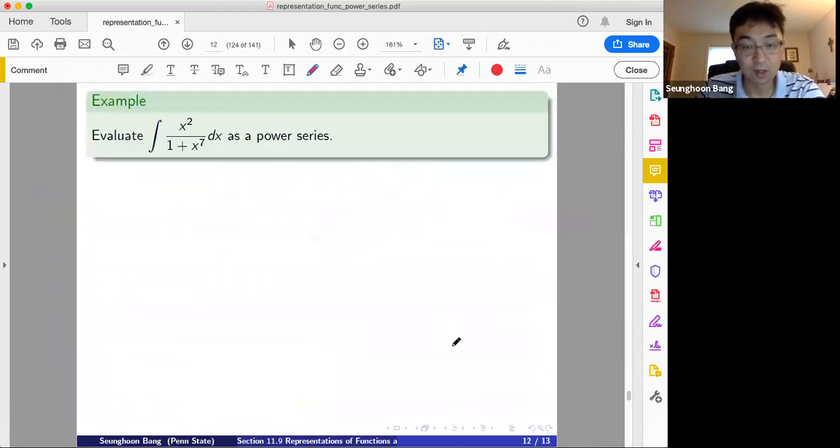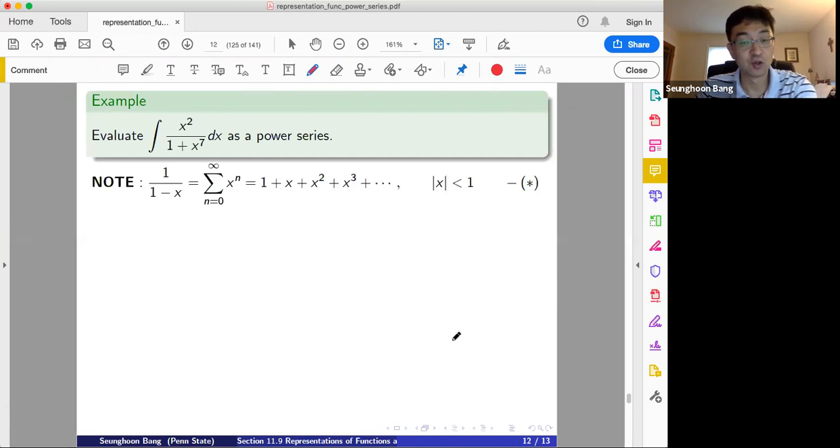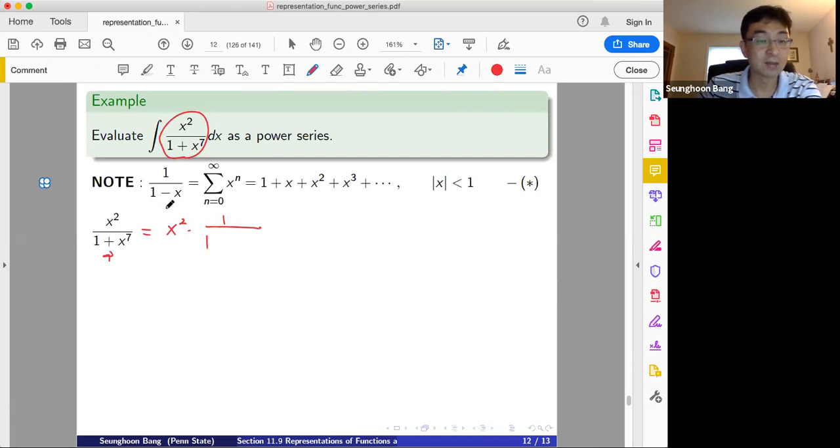The next, we think about the last problem. Evaluate the integral of x squared over 1 plus x to the 7 dx as a power series. How can you do that? You can use the same thing, geometric series. First, we think about the integrand. You can change it. Only take out x squared, 1 over. Keep 1, you change in negative sign. We have negative x to the 7. So like this.